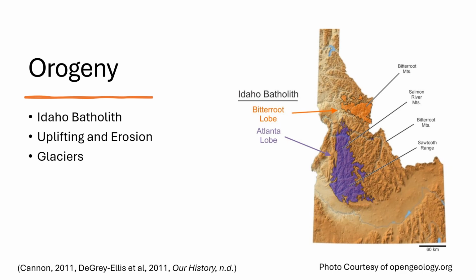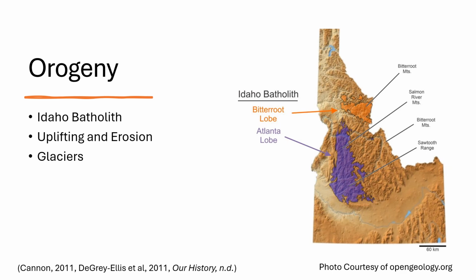In 2011. A map of the Idaho batholith can be seen to the right, with the Sawtooth Range being located near the southern end of the Atlanta lobe, which is in purple. Through millions of years of uplift and erosion around the area, the Sawtooths of today were formed.